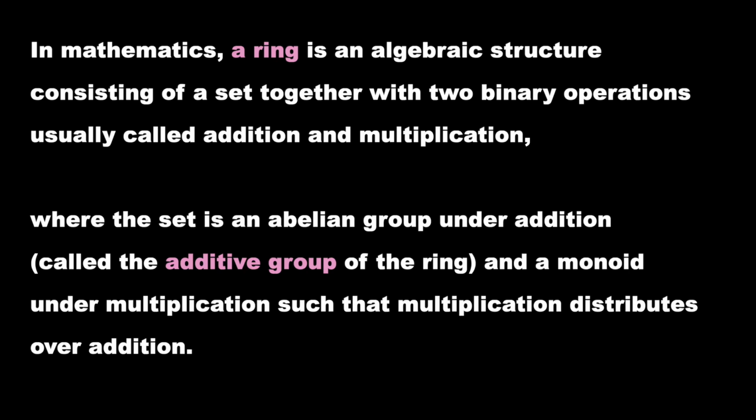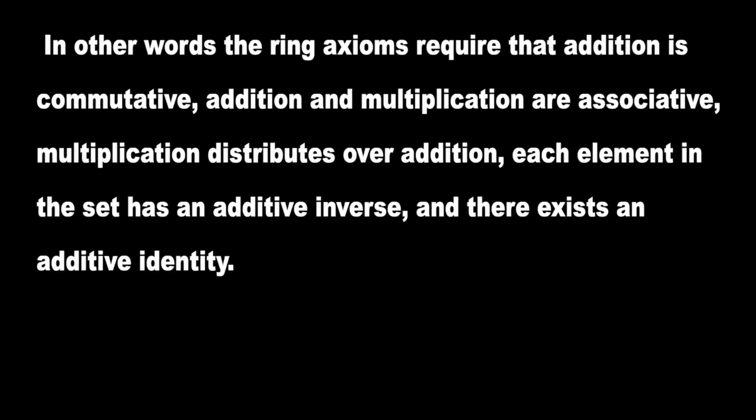and multiplication, where the set is an abelian group under addition called the additive group of the ring and a monoid under multiplication such that multiplication distributes over addition. In other words, the ring axioms require that addition is commutative, addition and multiplication are associative, multiplication distributes over addition, each element in the set has an additive inverse and there exists an additive identity.